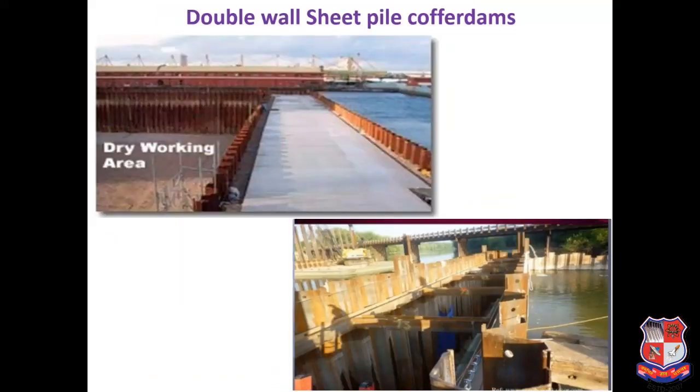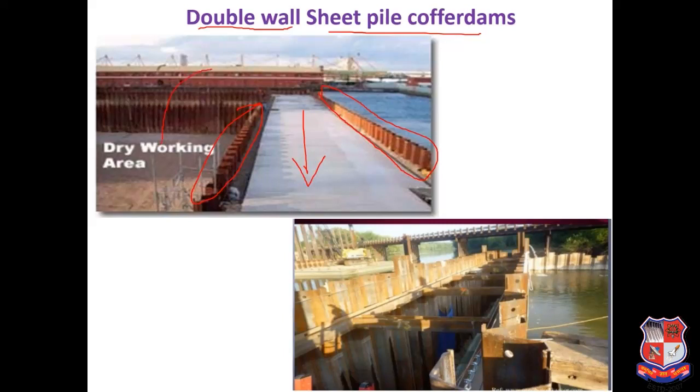So next is the double wall cofferdam. It is also made with the help of sheet piles only. So here you can see these are the sheet piles, but here instead of only one layer of single sheet pile, two sets of sheet piles are used, and inside this some filling material is to be provided, and the whole double layer will be surrounding your area.